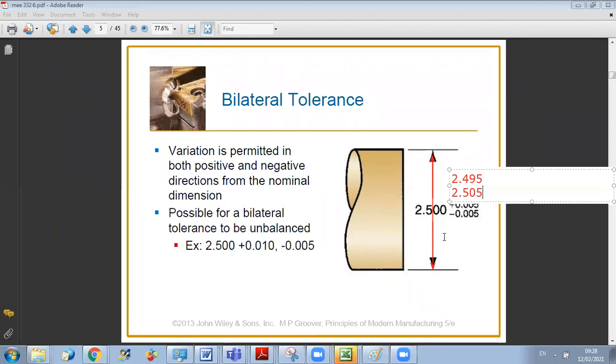So here, this is why it's called bilateral tolerance, because you are able to have a smaller or higher diameter. And this tolerance can be balanced, like this example, or sometimes you can have a tolerance that is not balanced. So for example, you can say, I want a maximum diameter of 2.51, while I want a minimum diameter of 2.495. So in this case, the tolerance will be plus 0.01 and minus 0.005. So this is an unbalanced tolerance.